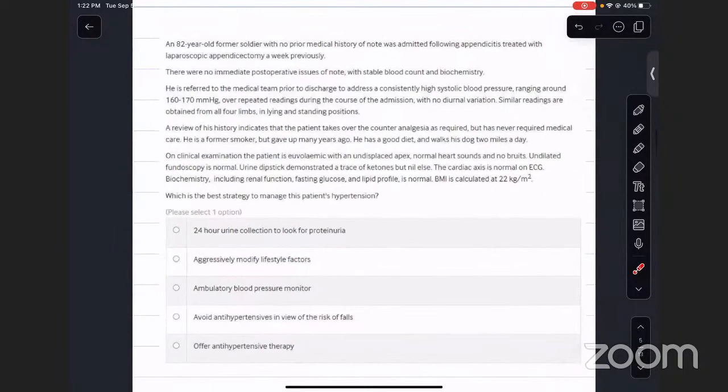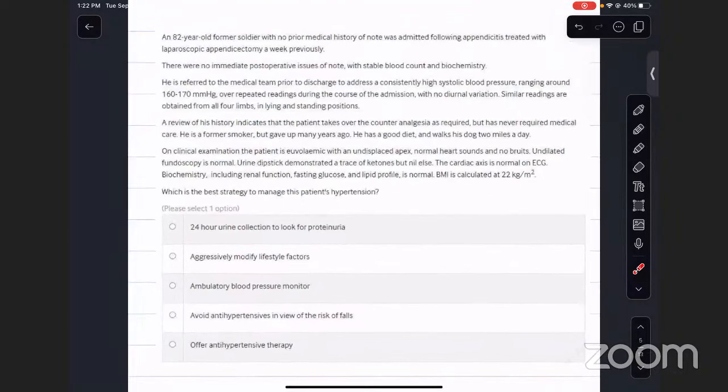Let's see another scenario. Here's an 82-year-old former soldier with no prior medical history of note, admitted following appendicitis treated with laparoscopic appendectomy a week previously. Okay, no immediate post-op issues of note. The medical team, prior to discharge, wanted to address a consistently high systolic blood pressure found to be 160 to 170 millimeters of mercury with no diurnal variations. Similar readings are obtained in both lying and standing positions.